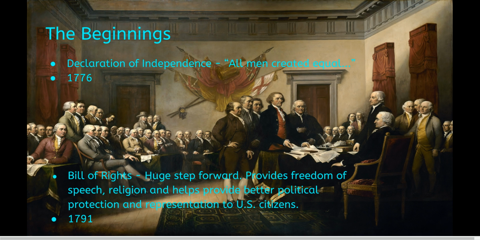The Bill of Rights was another forward step for the United States. It granted rights to its people that had been key issues in the past under other countries' rule, like Britain. It also provided freedom of religion, speech, and provided better protection and representation to the citizens of the United States.